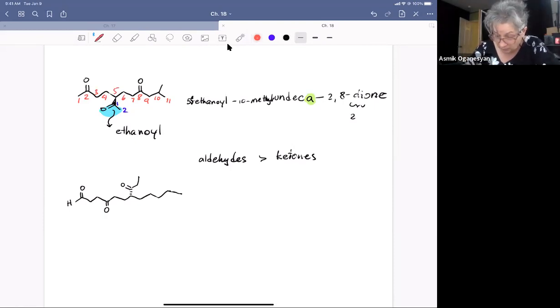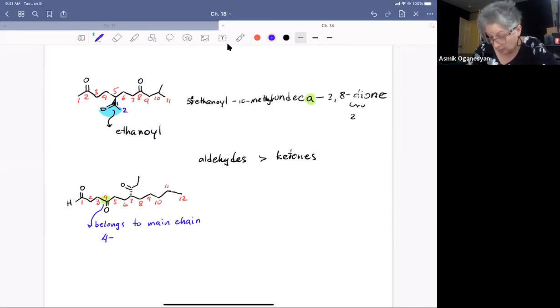So to me, I'm going to start again from left. 1, 2, 3, 4, 5, 6, 7, 8, 9, 10, 11, 12 carbons. My compound is going to be dodecanal. I have 1 aldehyde in there. Carbonyl in the main chain on position number 4. Because it belongs to the main chain, will be identified by its position and oxo. It does belong to the main chain.